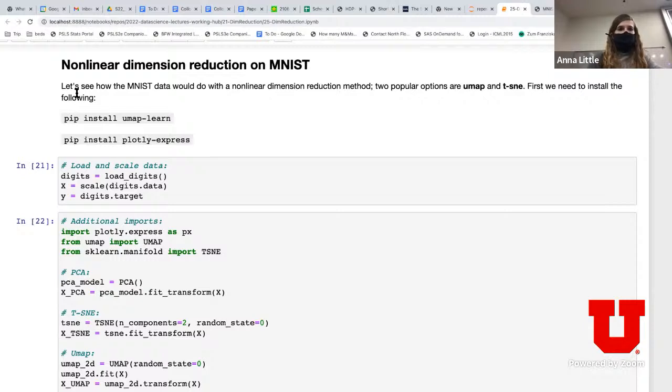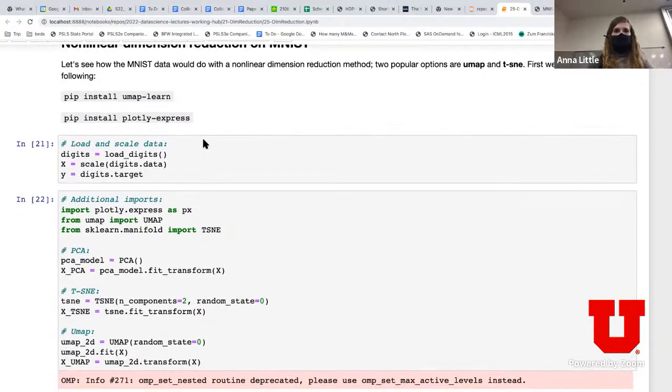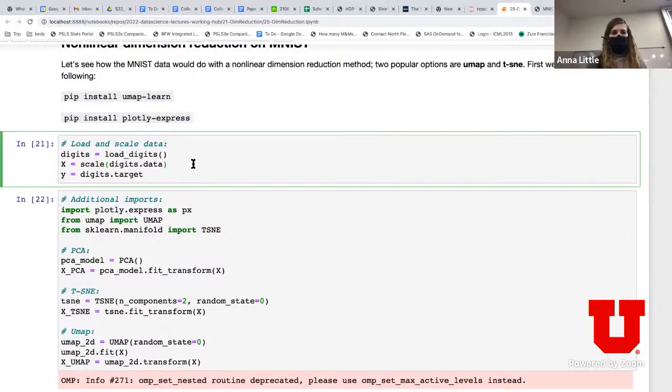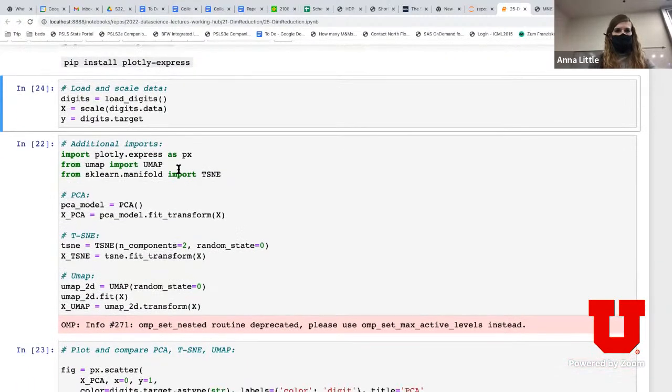If you want to try this out, there are a couple of installs you need to do, first of all for UMAP, and the second one is just for plotting some things. Okay, if you do that, then let's take a look at the MNIST data set. I'm once again going to load it and scale it, keeping the same data that we were looking at before when we did PCA on the MNIST.